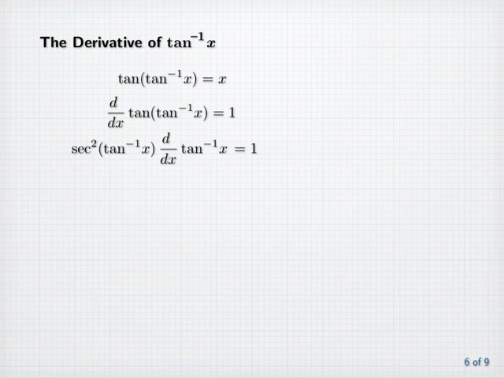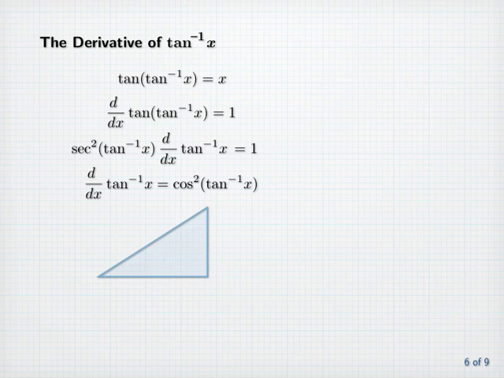Now secant squared is 1 over cosine squared, so let's multiply both sides by cosine squared of inverse tangent x. So that's the derivative of inverse tangent x. Now let's simplify. Again, we'll use a right triangle for help. We'll label one of the acute angles as inverse tangent of x.